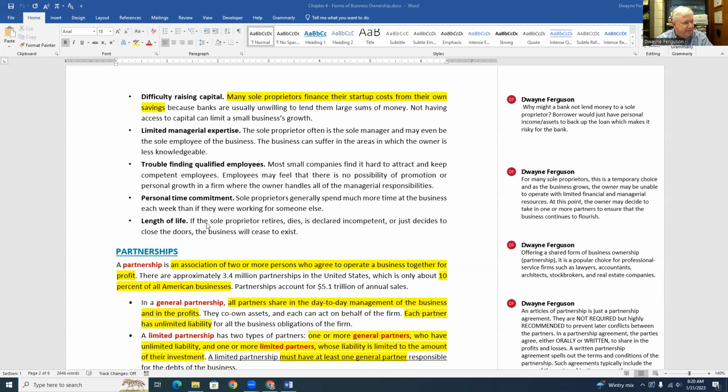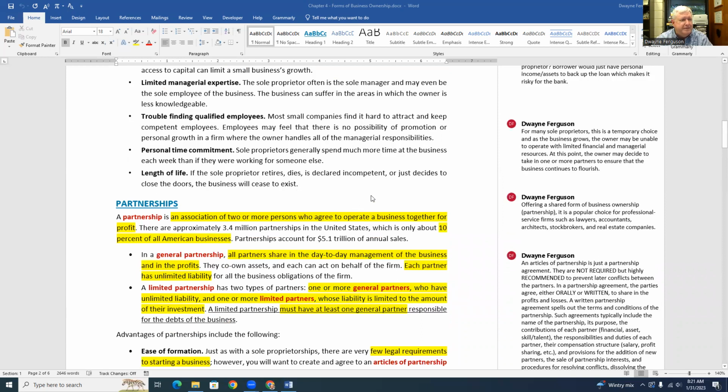And then the length of life: if you retire, you die, you're declared incompetent. We cover all this stuff in the business law course. But if you are no longer able to run the business, then the business doesn't exist. So the life of the business is really dependent upon you, the person who owns the business.